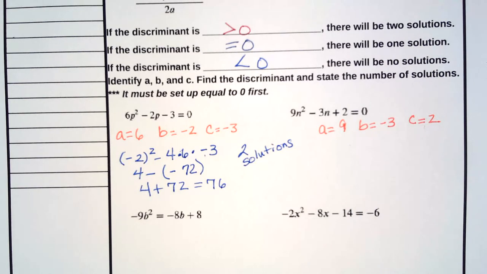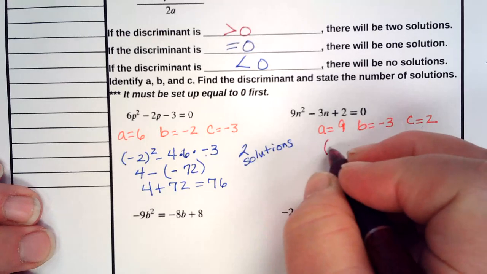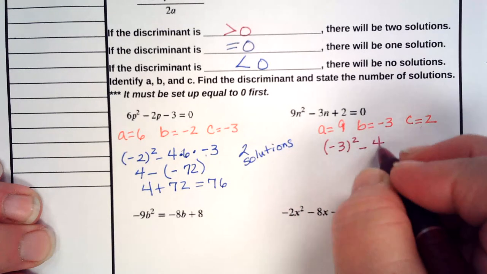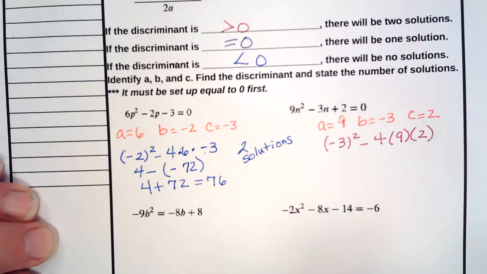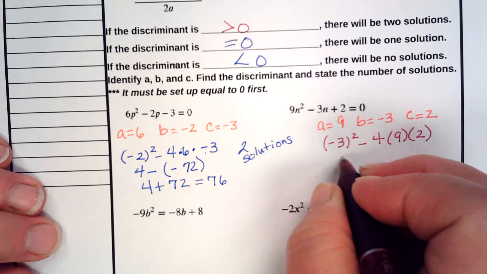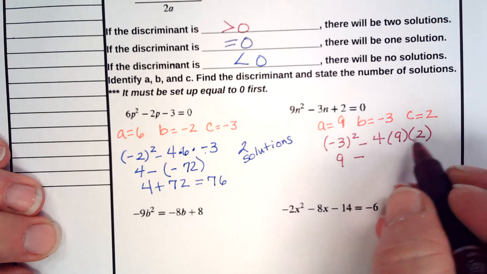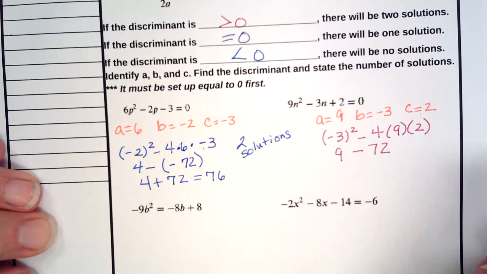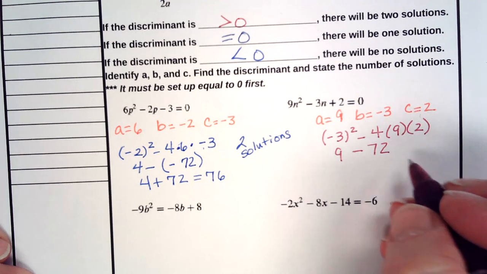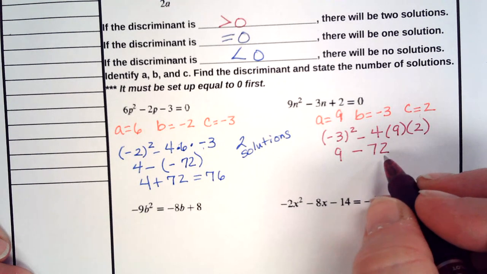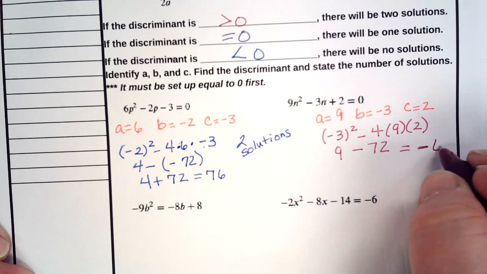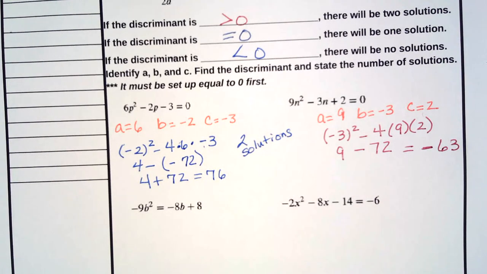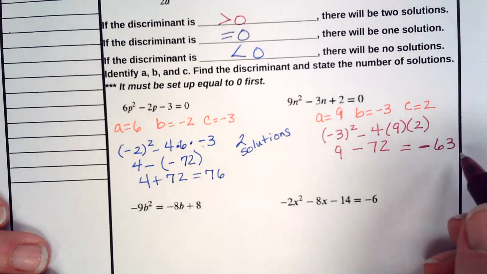Let's put it in our formula. B squared, negative 3 squared, minus 4 times 9 times 2. Negative 3 squared would be 9, minus 4 times 2 is 8, times 9 is 72. So 9 minus 72 is going to be negative 63. How many solutions? None, because we can't take the square root of a negative number yet.